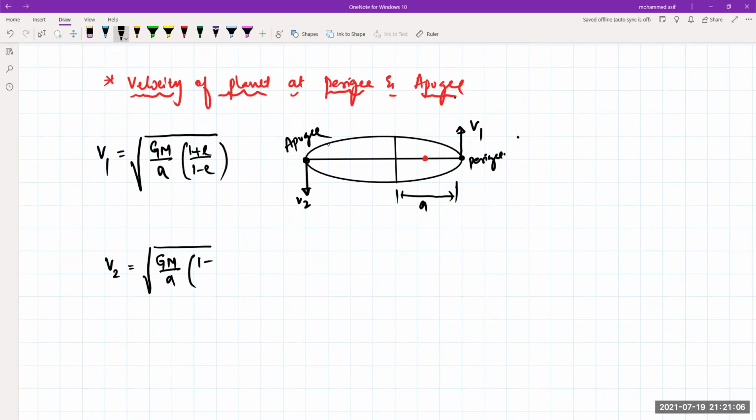Here it is the inverse, 1 minus E divided by 1 plus E. That's it.